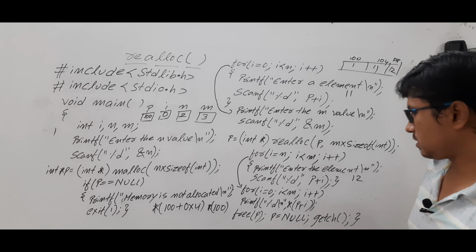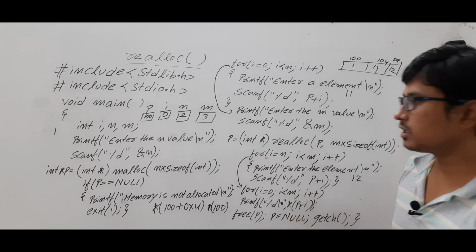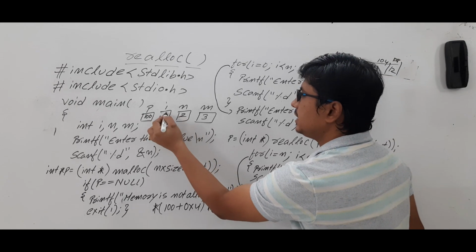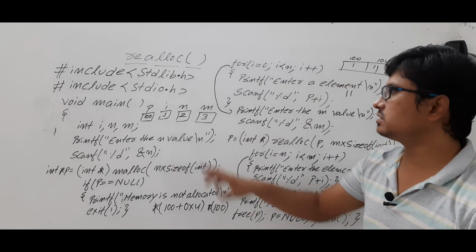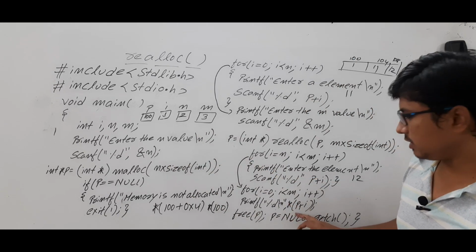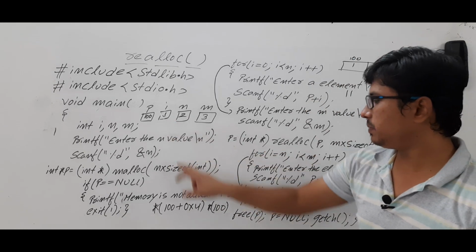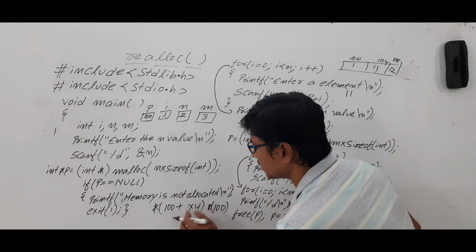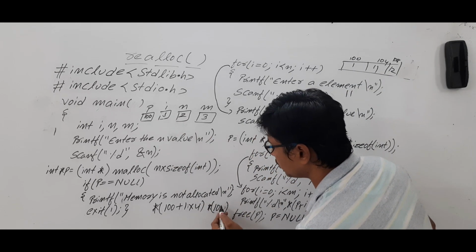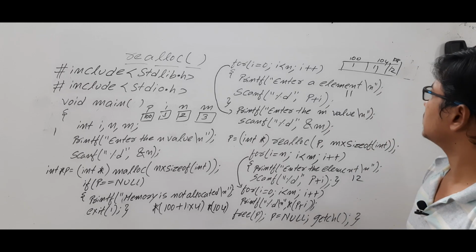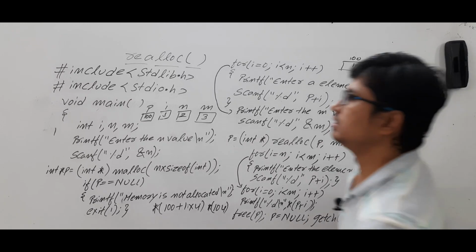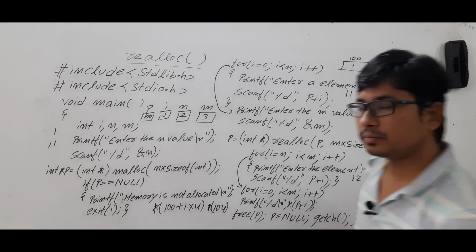Okay. Is it clear? Now the i value will be incremented. It will become 1. Again this condition is true. 1 is less than 3. Then again it will print. Now p plus i. P plus i means now the value of i is 1 here, which will become 104. You will go to the 104 location. What value is there? 11. That will be displayed as an output.